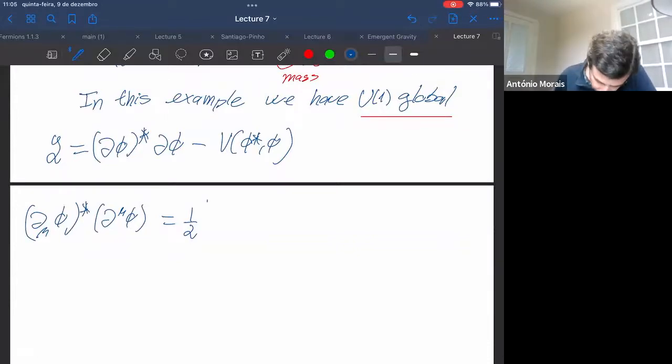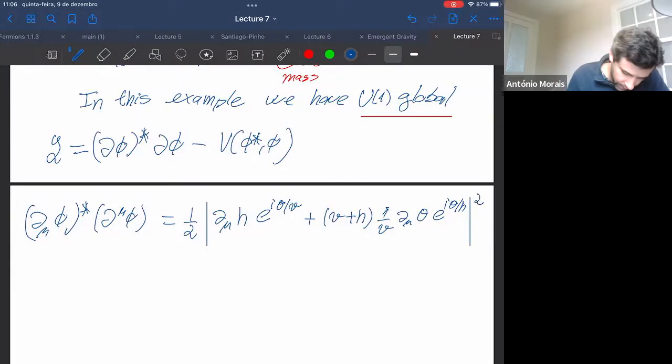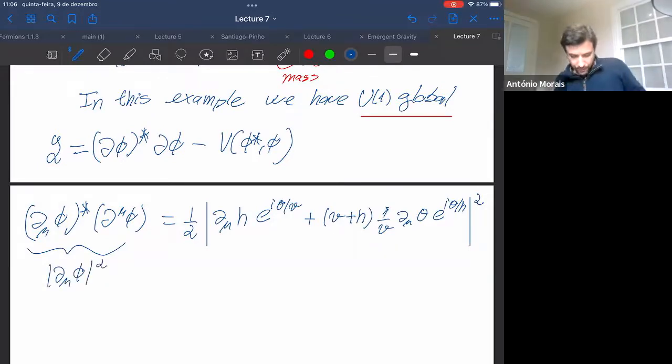And what we get is the modulus, because these are complex numbers, of ∂_μ h e^{iθ/v} plus (v + h) i ∂_μ θ e^{iθ/v}. So I'm taking the derivative of ∂_μ φ, modulus squared, because this is indeed what is here. This is modulus ∂_μ φ squared. So with this, the exponentials will just drop, but θ is here in this place.